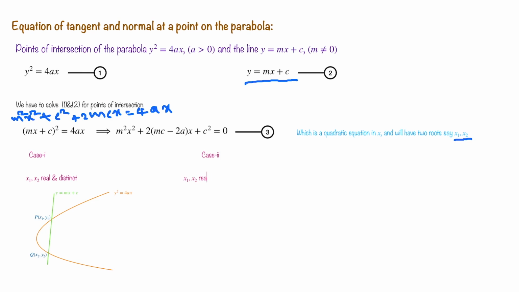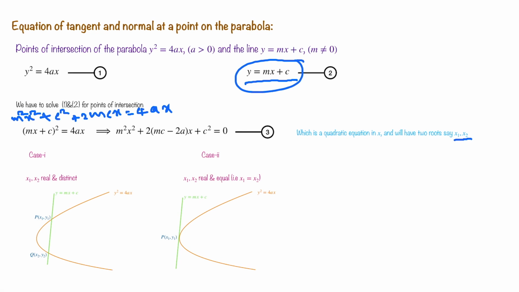Case 2: x1, x2 real and equal. This quadratic equation has real and equal roots. In that case, we have only one x1, and we can get the corresponding y1 value from equation 2 by simply plugging in the x1 value. In this case, we have only one point of intersection, so the line will be touching the parabola like this. Here (x1, y1) is the point of intersection. We have only one.